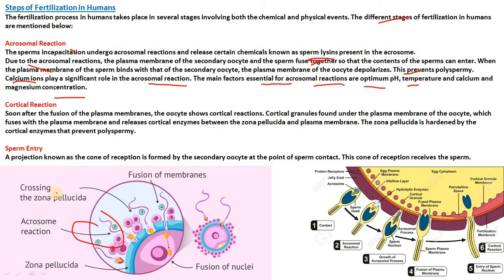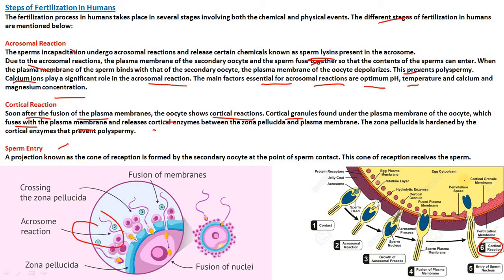And then the cortical reaction. The cortical reaction is another reaction. Soon after the fusion of the plasma membranes, the oocyte shows the cortical reaction. The cortical granules found under the plasma membrane of the oocyte fuse with the plasma membrane and release the cortical enzymes between the zona pellucida and the plasma membrane. The zona pellucida is hardened by the cortical enzymes and prevents polyspermy. As I said, no other sperm can enter.